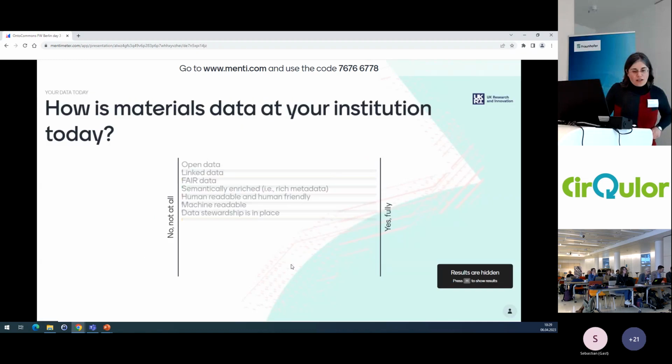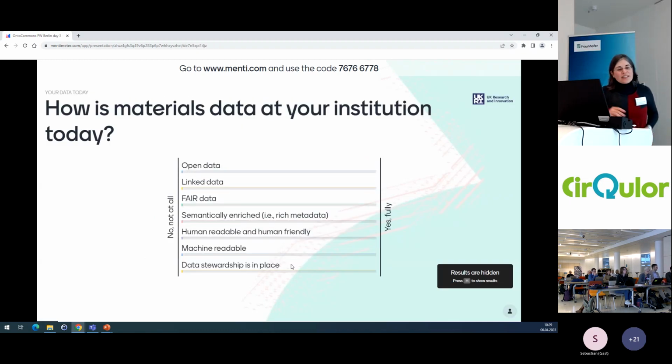Okay, so first real question is, how is materials data at your institution today? Maria, yesterday, showed we can have open data, linked data, fair data, which are 3 different concepts. And so we ask you to please use these sliders to say how is materials data treated at your institution today.